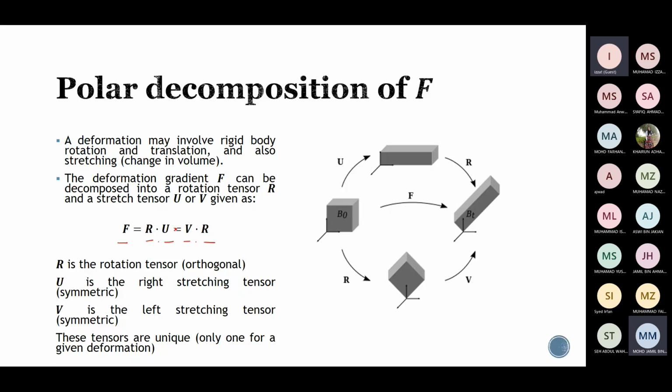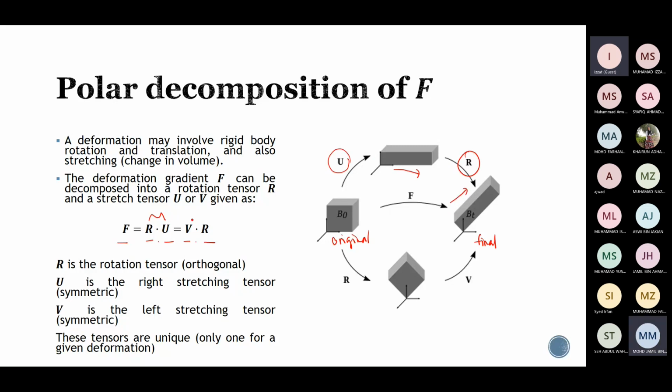So why do we have R times U and V times R? This depends on which motion happened first, either rotation first or stretching first. For the first part, R times U, this means that U happens first. Stretching happens first, then rotation. If you look at this figure, this is our original position, and we have the final position here. So R times U means stretch first, then rotate. We can see here the cube is stretched and then rotated.